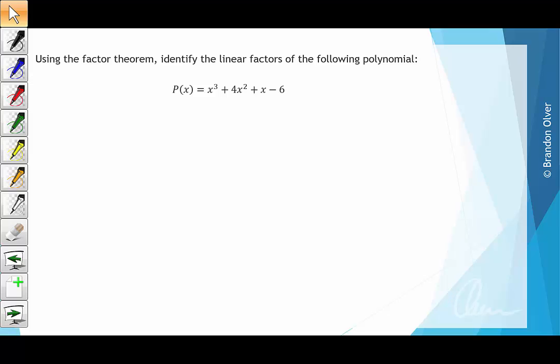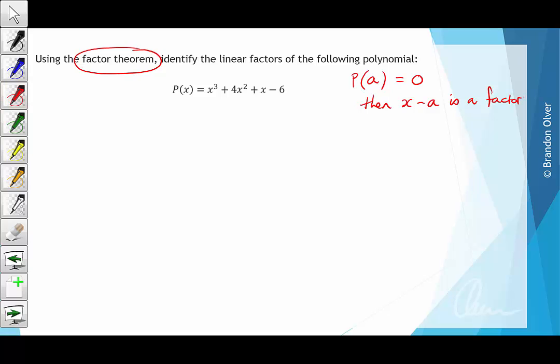In this video, we'll use the factor theorem to identify linear factors of the following polynomial: p of x equals x cubed plus 4x squared plus x minus 6. So the first thing we can do is remember that the factor theorem states that if p evaluated at a equals 0, then x minus a is a factor.